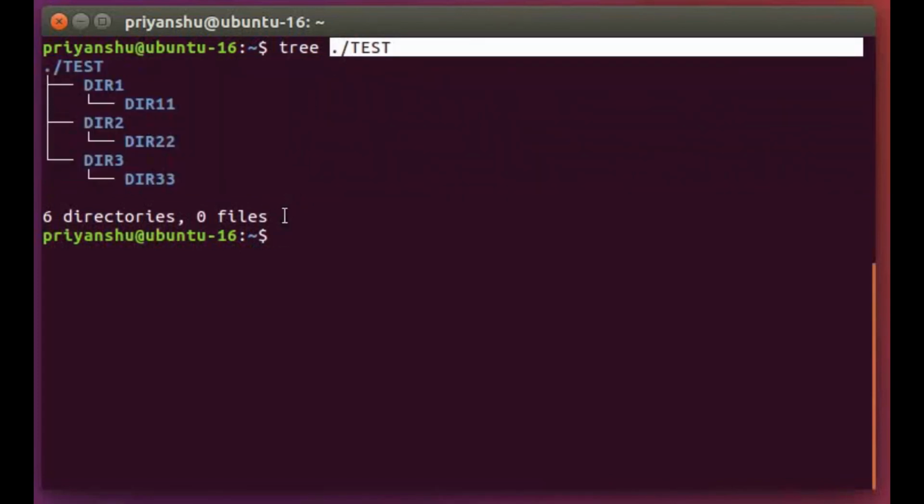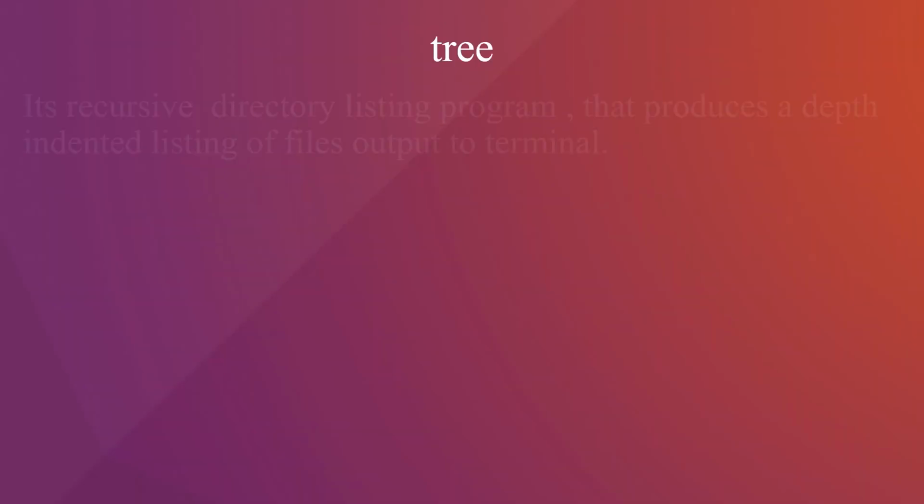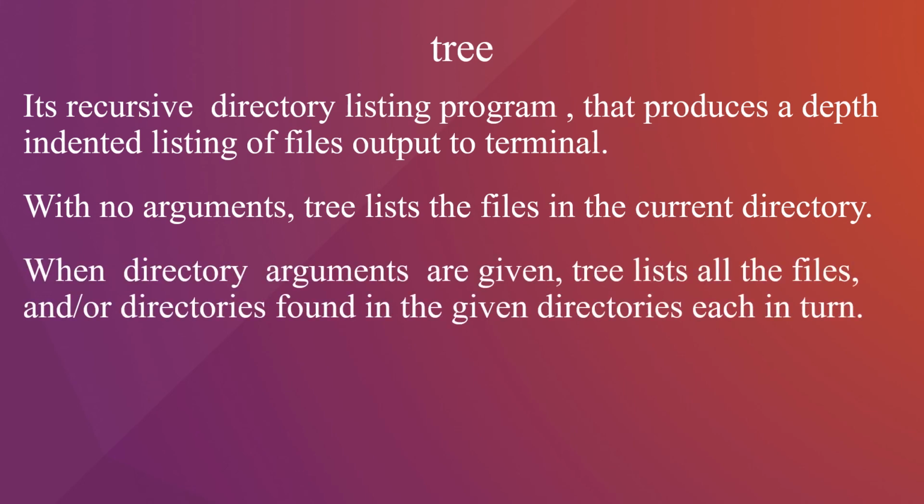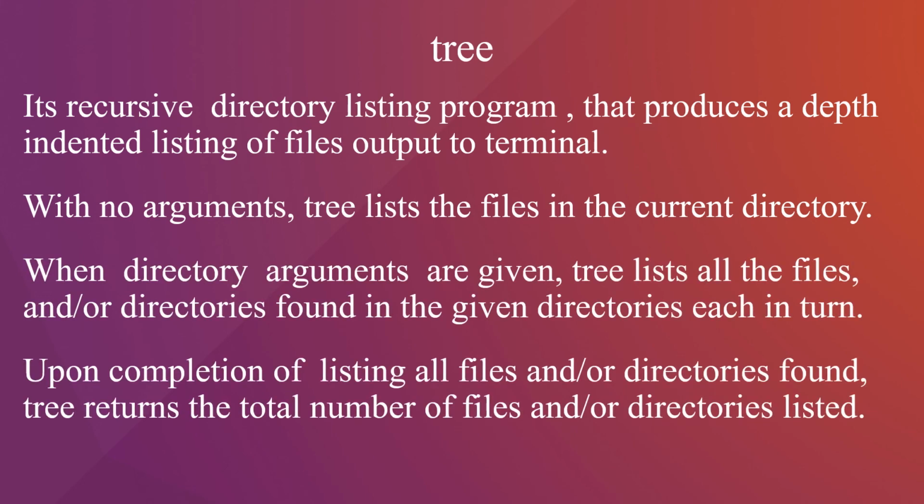Tree is a recursive directory listing program that produces a depth-indented listing of files, output to the terminal. With no arguments, tree lists the files in the current directory. When directory arguments are given, tree lists all the files or directories found in the given directories, each in turn. Upon completion of listing all files or directories found, tree returns the total number of files or directories listed.